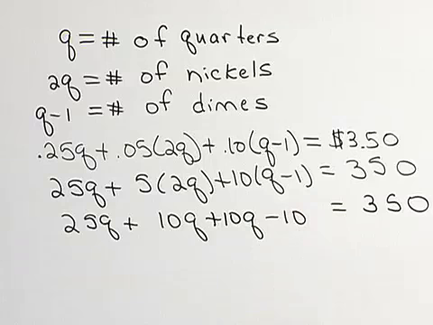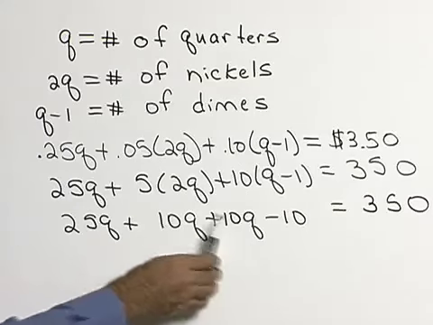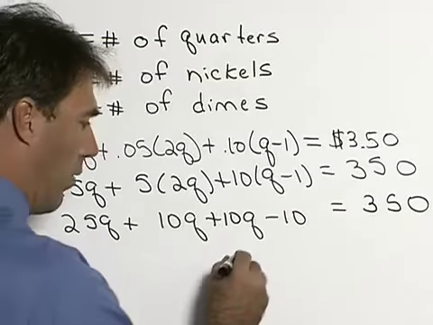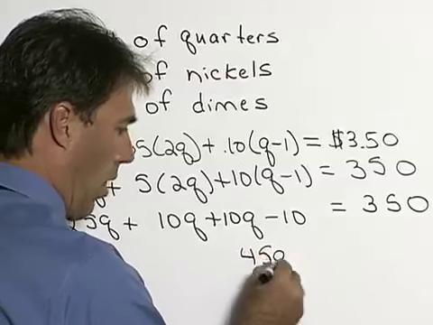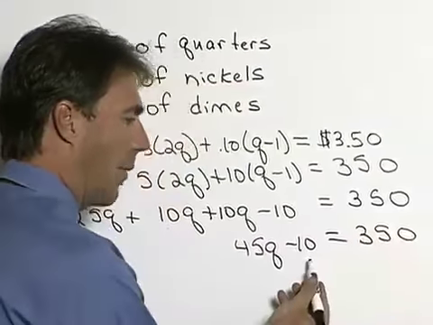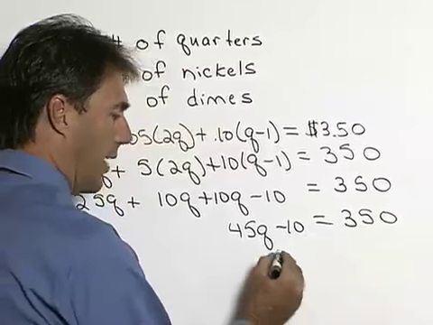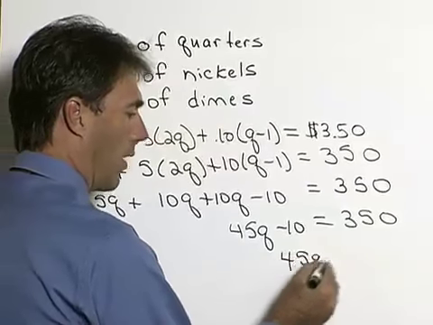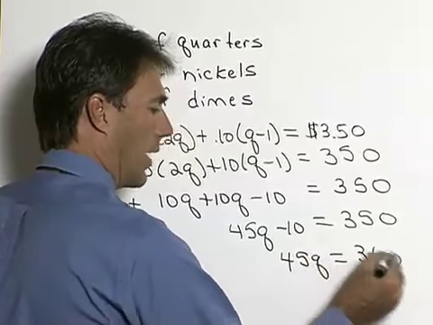Well, now let's combine our Q's. 25Q plus 10Q plus 10Q is 45Q, minus 10 is equal to 350. And now we need to add 10 to both sides. So if we add 10, we'll have 45Q is equal to 360.